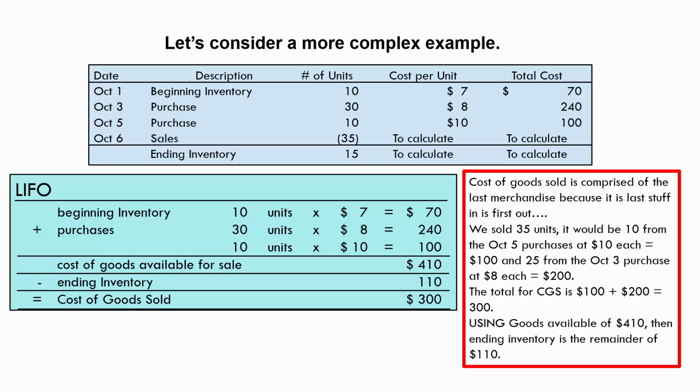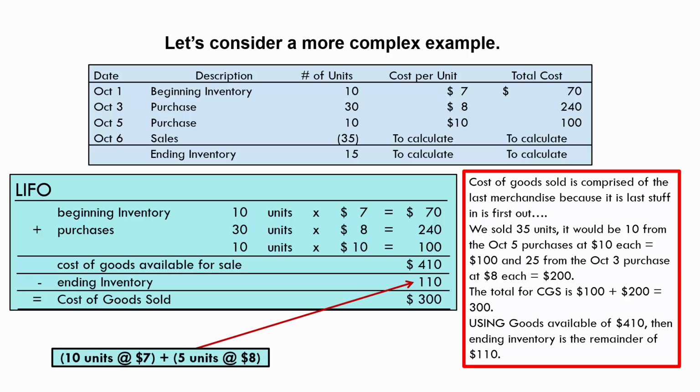Now if 410 is, again, goods available, and we know that $300 is cost of goods sold, we can back into the ending inventory. But we could also go up here and see that our ending inventory is coming from the batches that are remaining. So the equation becomes very important to us. So the 10 units at 7 and 5 units at 8 make up the 110.